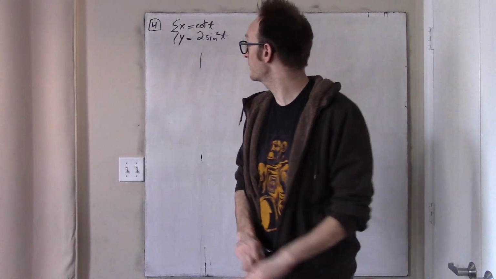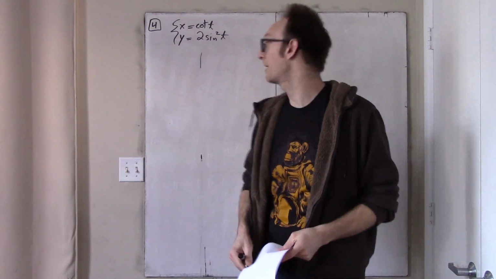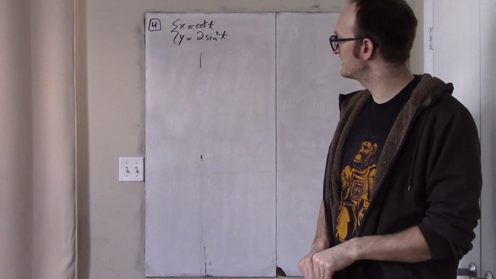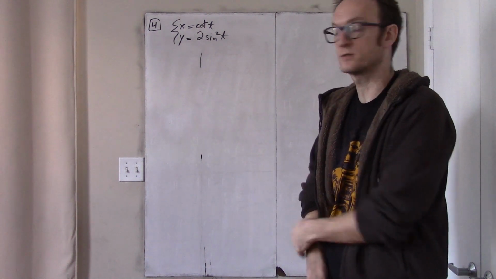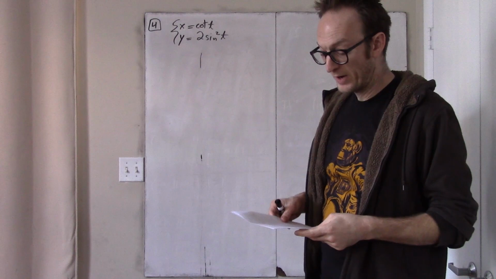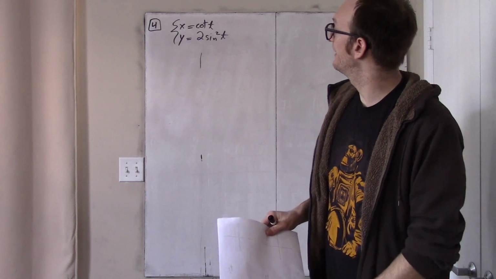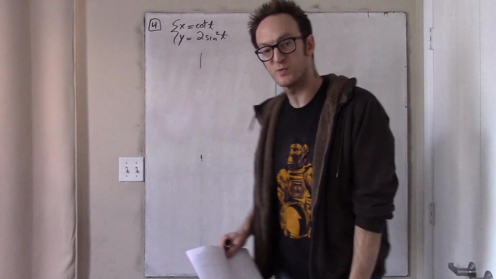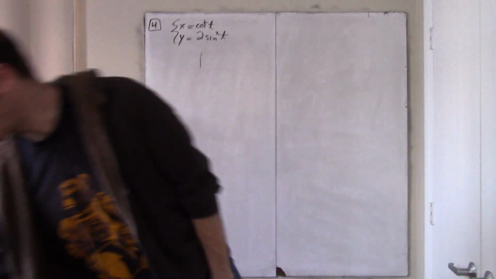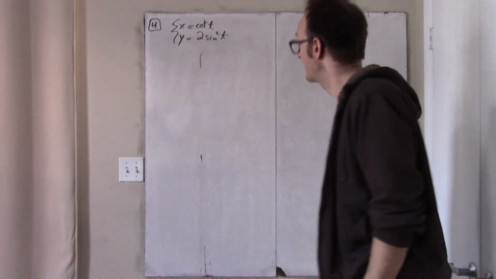Okay, continuing, here's number 4. This is a very exciting problem, actually. x equals cotan t, y equals 2 sine squared t. What's up with this pair of parametric equations? What path is traced out by them?